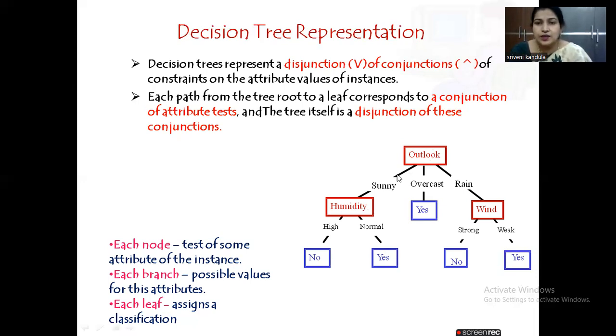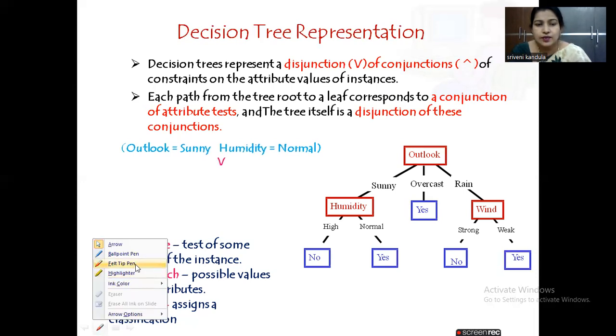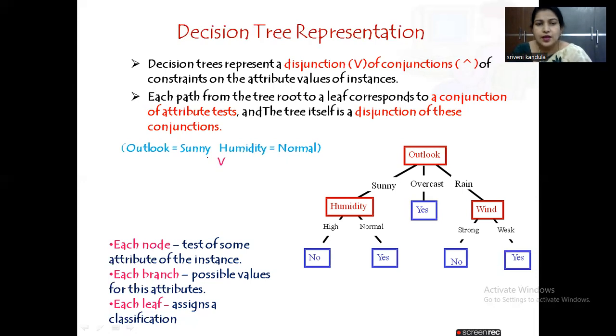So here the first path that we have is outlook is equals to Sunny. The attribute here is outlook, and its value is Sunny. And in this path, I have one more attribute, so let us connect it with a conjunction, and humidity is equals to normal. Okay, one path is done. Conjunction of attribute tests are over. Then coming to the disjunction of these conditions, that means I have to move on to the next path.